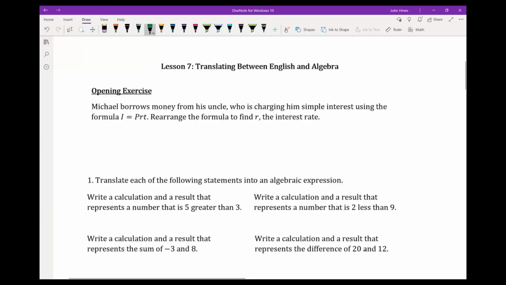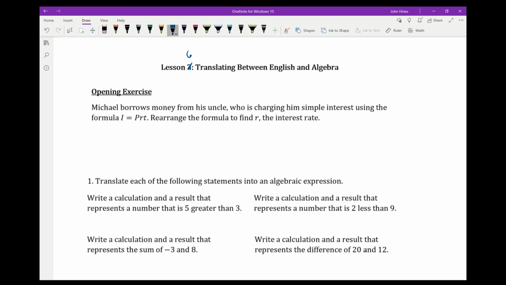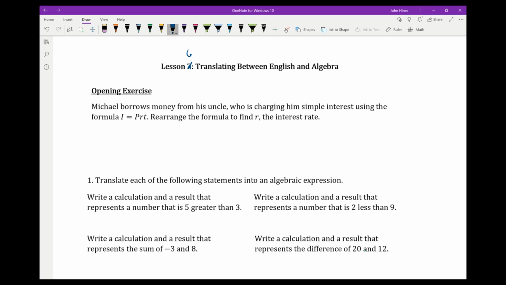Hi everybody, welcome to lesson 7, which in your book happens to be lesson 6 just because it's an older copy. So this is lesson 6/7, whatever we want to call it, but it's the translating between English and algebra lesson. So in this lesson, we're going to be making connections between how we can go from math to words and words to math. So let's get started here.